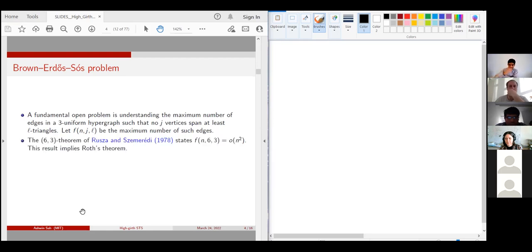So as the most famous example, potentially, the (6,3) theorem of Ruzsa and Szemerédi is that f(n,6,3) is little o of n squared. And this actually almost directly implies Roth's theorem about sets avoiding three-term arithmetic progressions. So this is not an easy result, and their original proof uses basically the triangle removal lemma. And so the original proof goes through Szemerédi's regularity lemma, essentially.